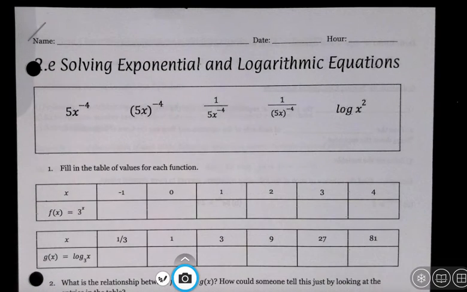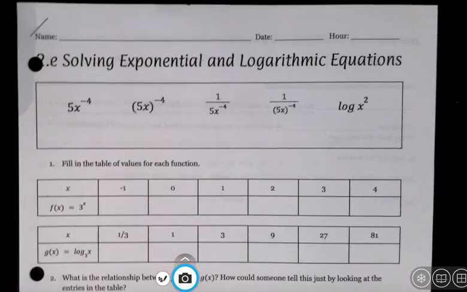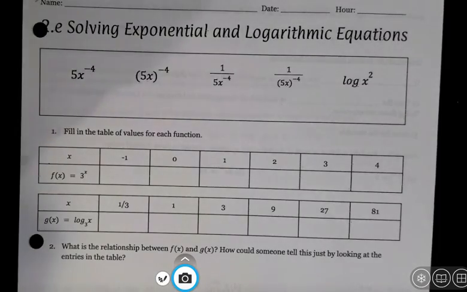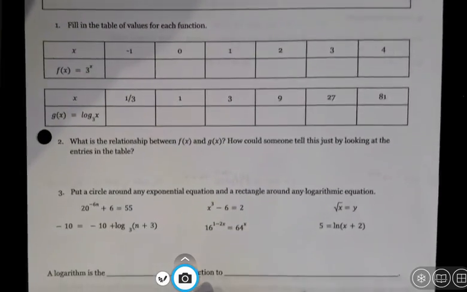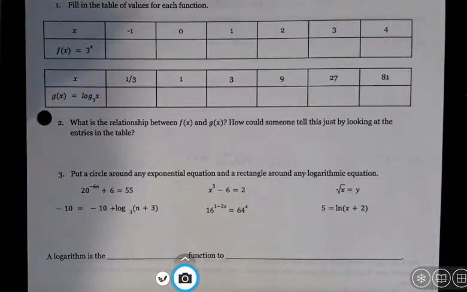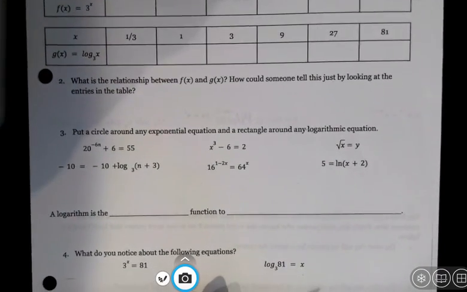Hi everyone, we're going to look at solving exponential equations as well as solving logarithmic equations. So we're looking at 2e. The first page of this packet, so like the front here, is what we did as an exploration. So we're not going to go through every little piece, but the main thing is this statement down here.